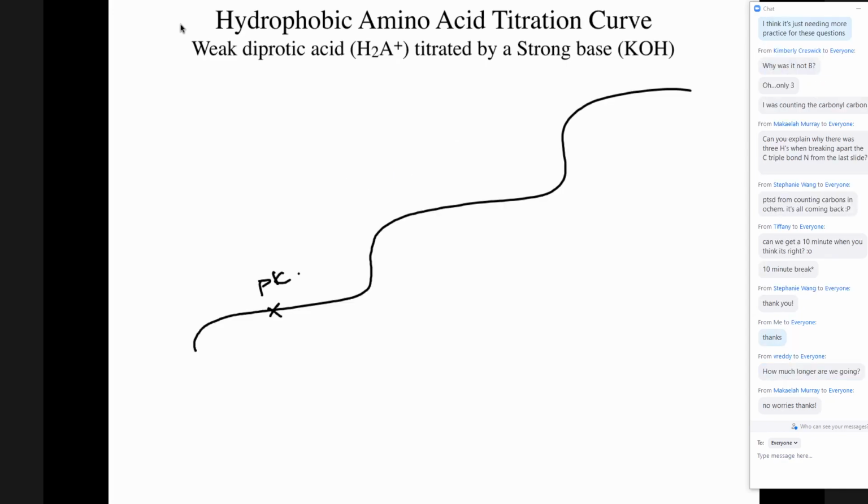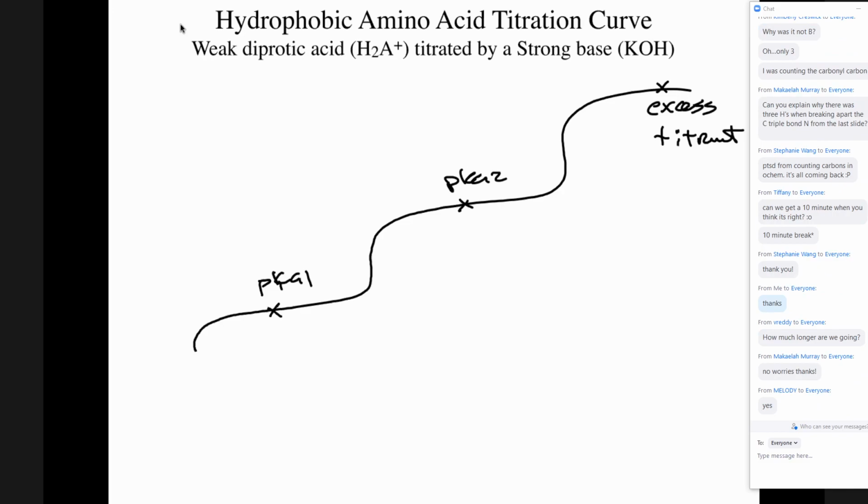How many learned that pK1 was there, pK2 was here, excess titrant? You just over titrated. Does that sound familiar? Okay, and then how many learned that the point in between, because this is a symmetric curve, that the pH at this point is an average of pK1 plus pK2 over 2? Does that sound familiar or seem okay?